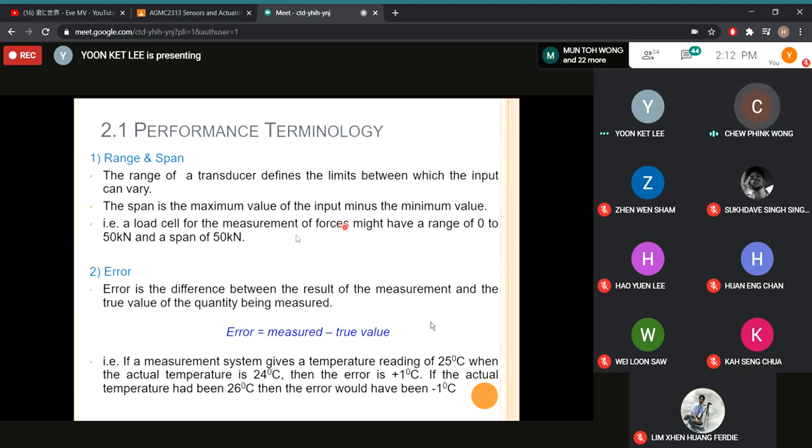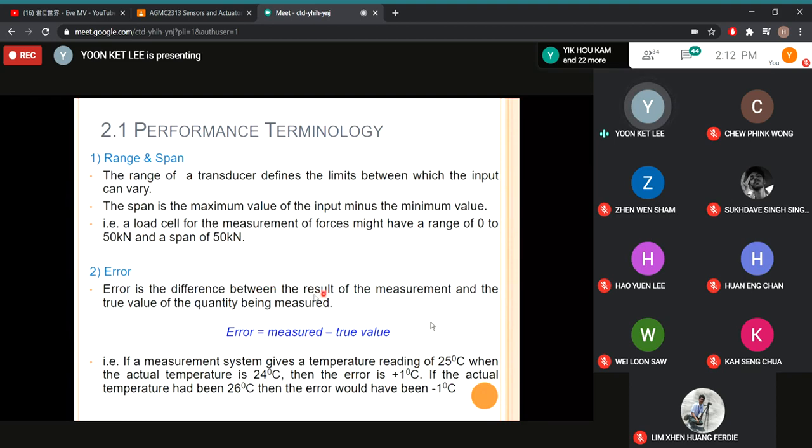Sir, can you repeat the question? Okay, if I want to measure with a thermometer whose span is negative 10 degrees Celsius to positive 10 degrees Celsius, what is the span for the thermometer? 20 degrees Celsius. Okay, very simple.